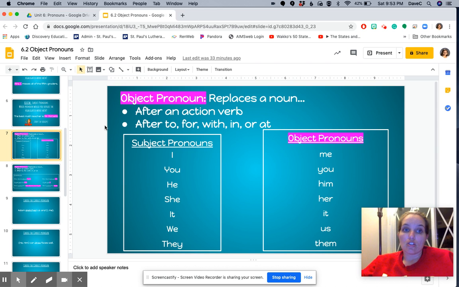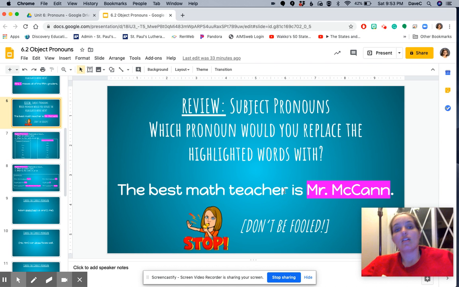All right. So there is one on your homework that has one of these linking verbs. So be on the lookout for it. I'm not going to tell you which one.